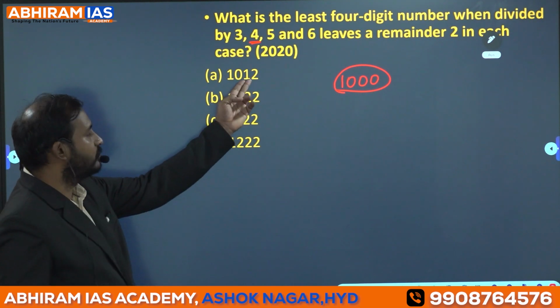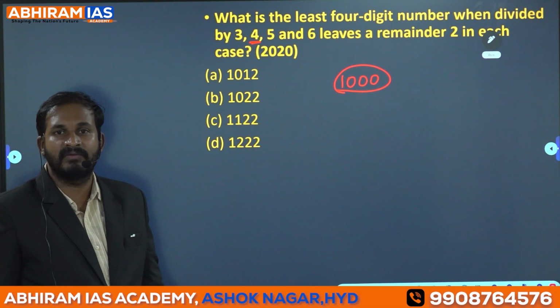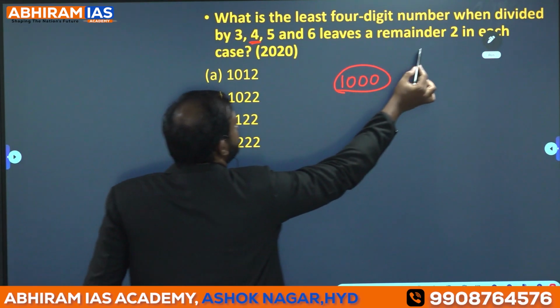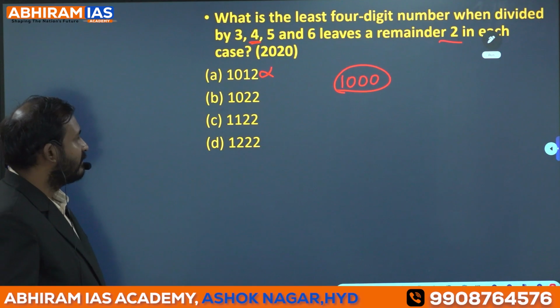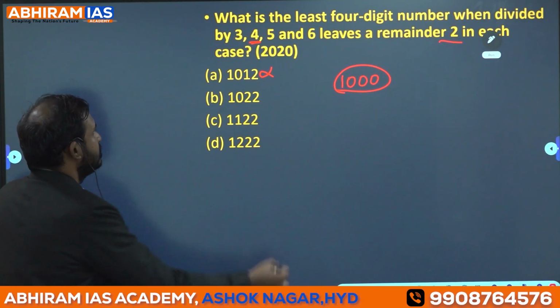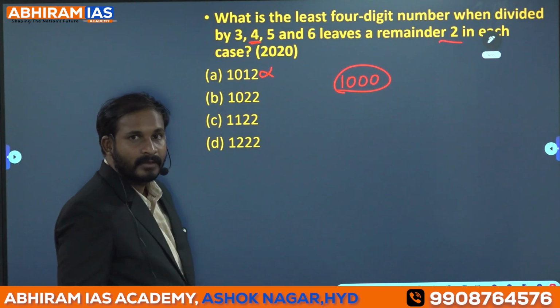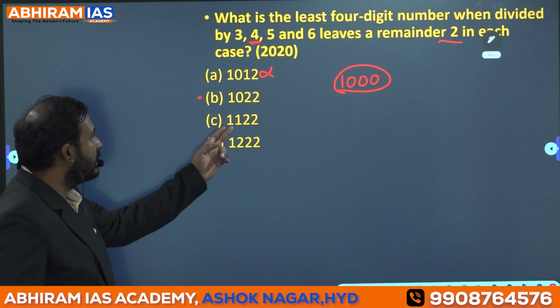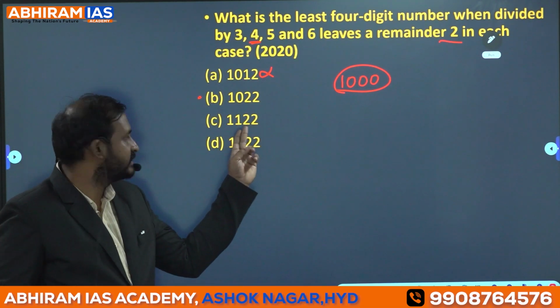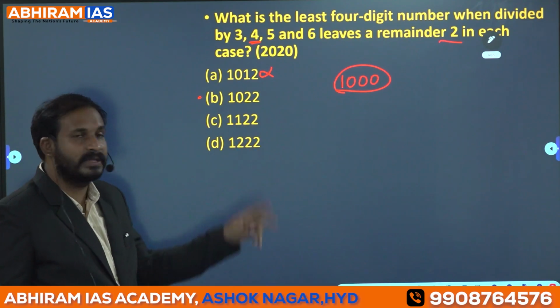Why? Because the last 2 digits, 12, is divisible by 4. Yes. But what should it leave? It should leave a remainder 2. So 1012 will never be our answer. Next, 1022. Okay, there is a chance. For time being, we will put that aside. Next, 1122. When you add all these digits, 1 plus 1 is 2, 2 plus 2 is 4, 4 plus 2 is 6.